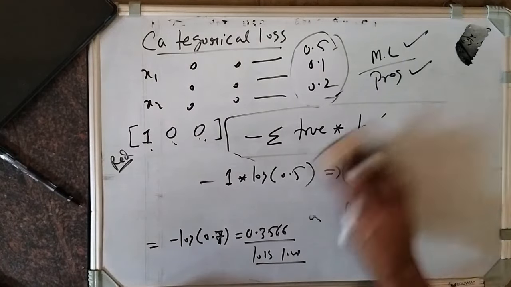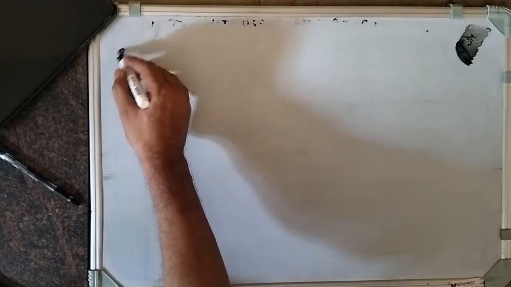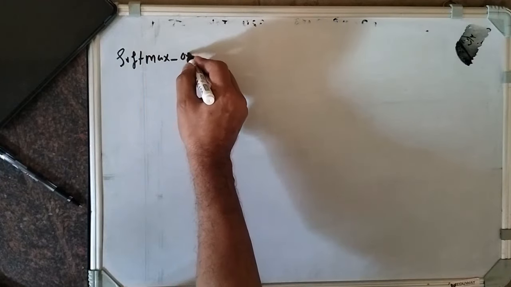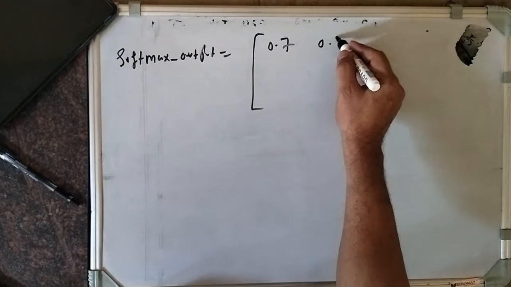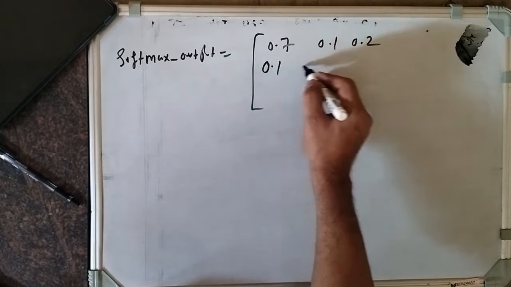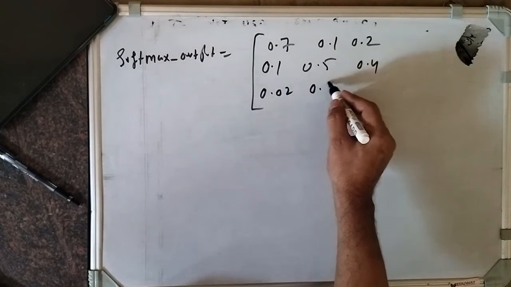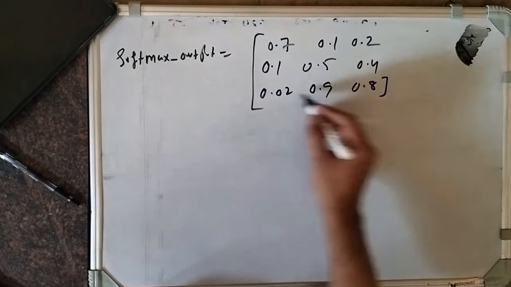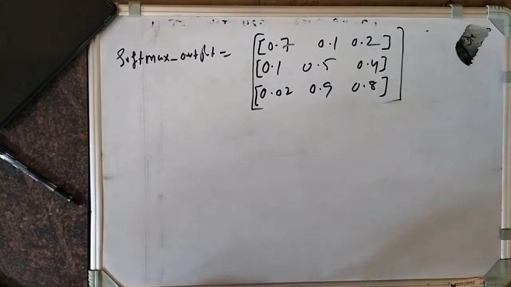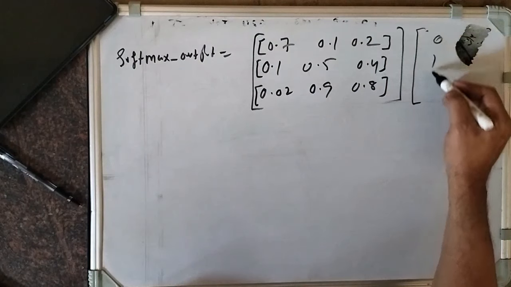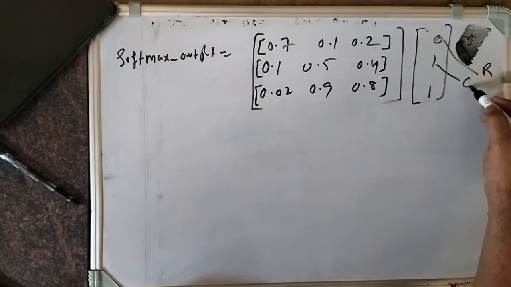Now suppose you have this matrix, the softmax output, equal to suppose 0.7, 0.1, 0.2, and this is 0.1, 0.5, 0.4, and this is 0.02, this is 0.9, this is 0.8, suppose. Okay, and I have written the dimension accordingly. Now suppose your output is 0, 1, 1. This is the output. What is the meaning of this? 0 means red, this is green, and this is green.